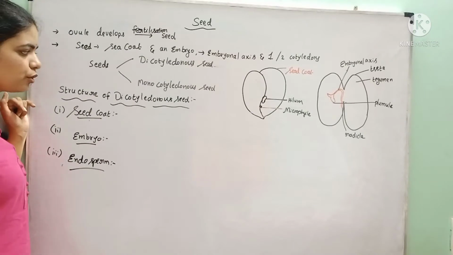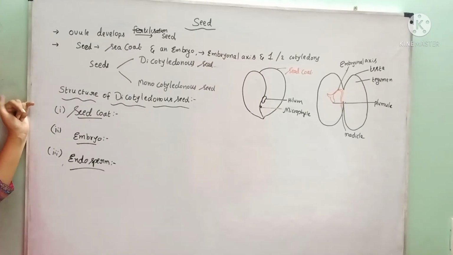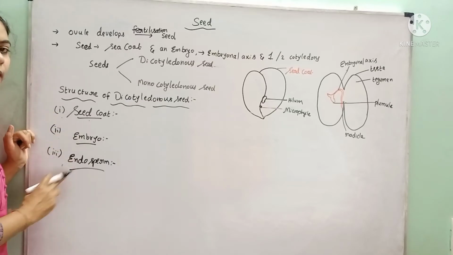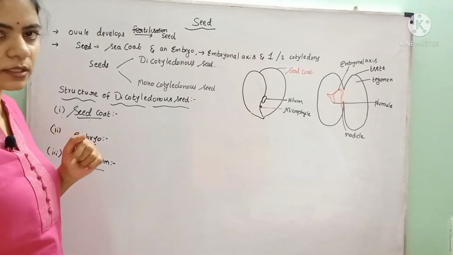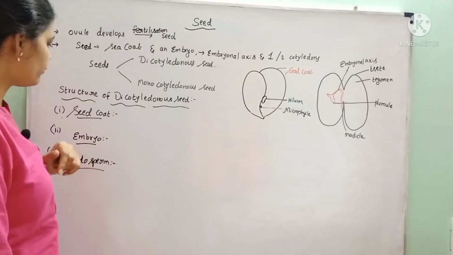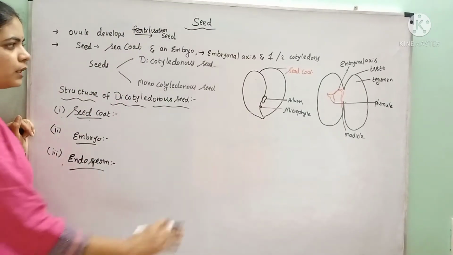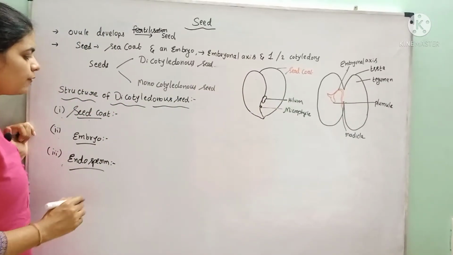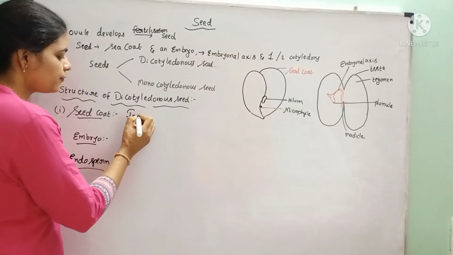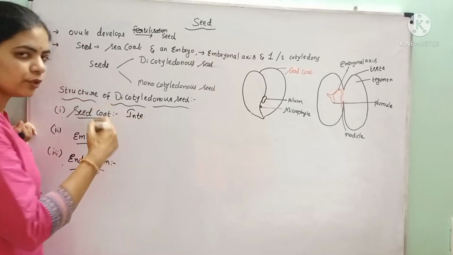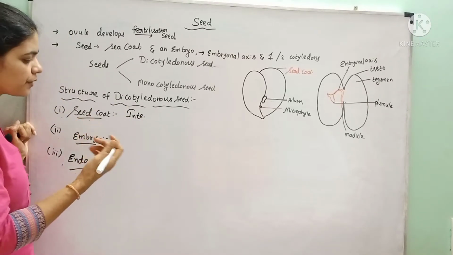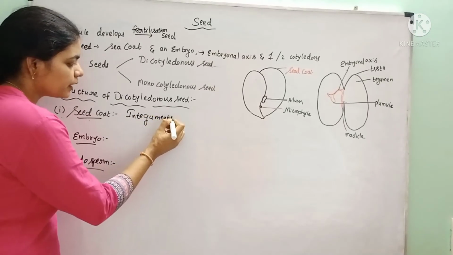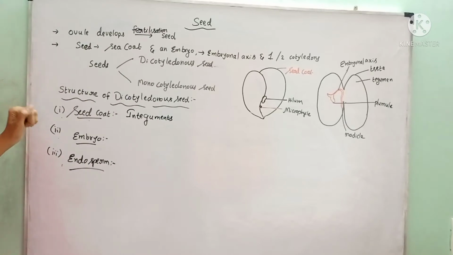If you see the structure of a dicotyledonous seed, it contains mainly three parts: seed coat, embryo, and endosperm. The first one is the seed coat. The seed coat is developed from the integuments after fertilization. The ovule consists of an outer covering, the integuments, and these integuments are modified into the seed coat.